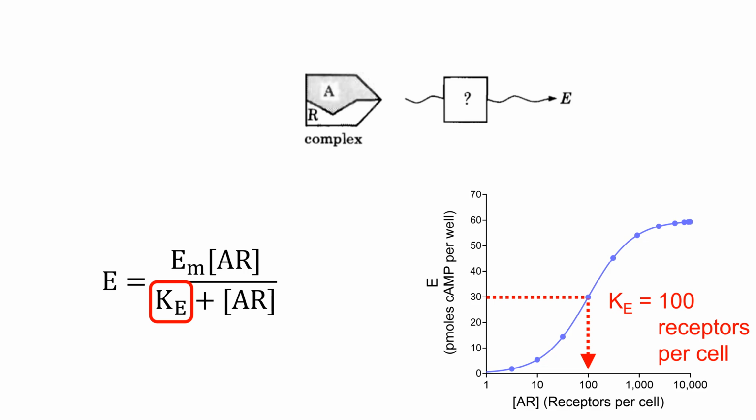In this example, the Ke value is 100 receptors per cell. This means we need 100 agonist-receptor complexes per cell to generate half the system maximum effect. We will revisit this parameter again in a moment so we can understand this better.